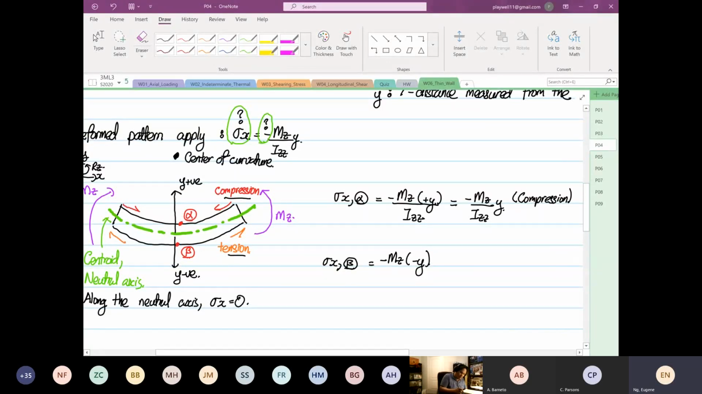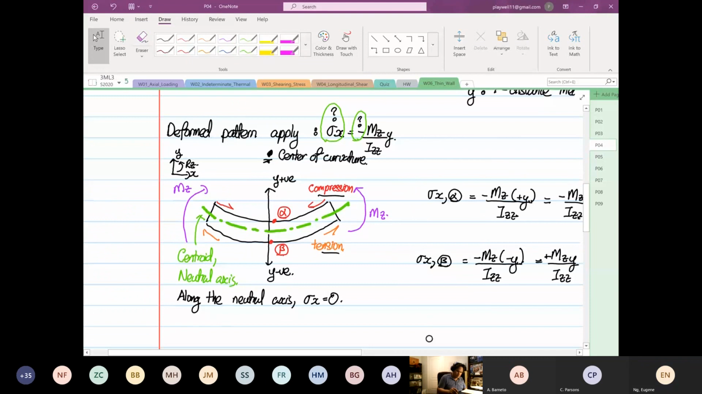Direction is from the what? From the neutral axis, and it's pointing away from the what? Center of curvature. So this is over Izz. So this will be equal to Mz y over Izz. It's positive now because minus multiplied by minus is positive. Now it's become what? Tensile.